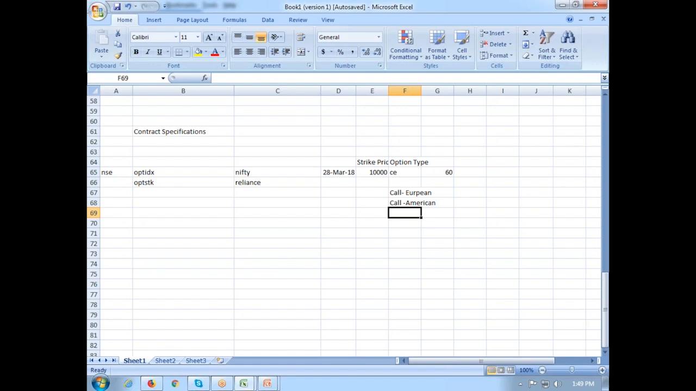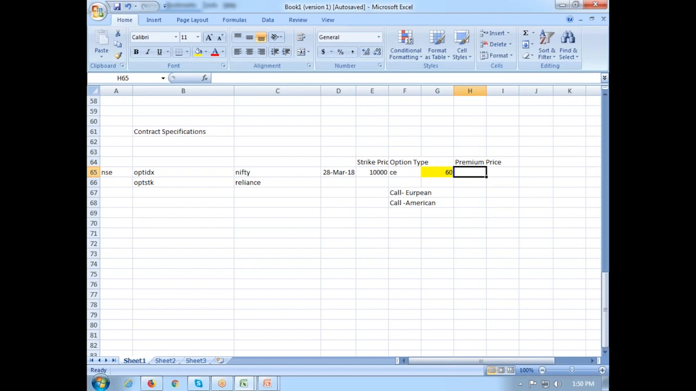What is the difference between them? I'll come to that later on. First, let's complete this. This is the premium price. That 60 rupees is the premium price. The objective of the entire class remains around that.